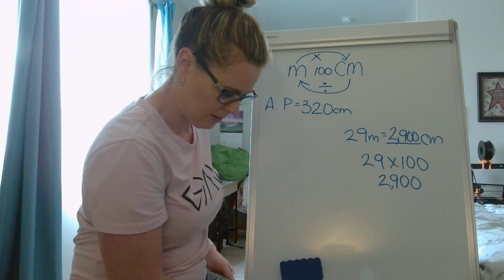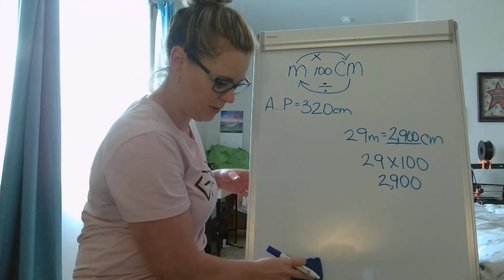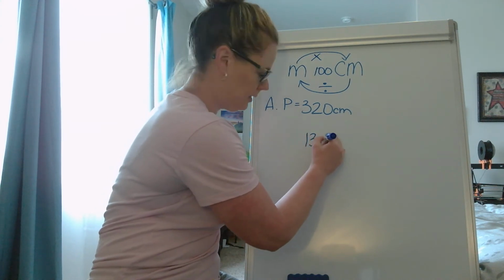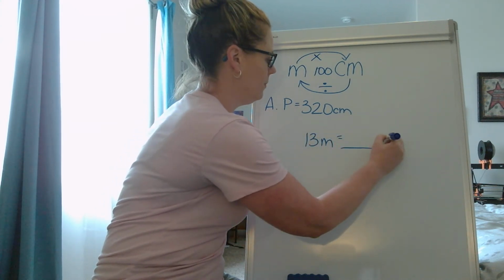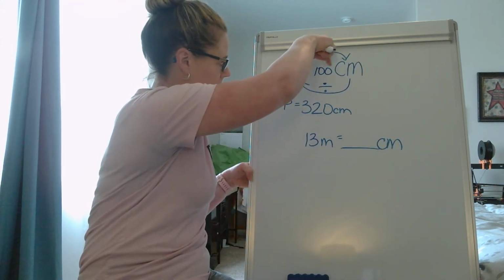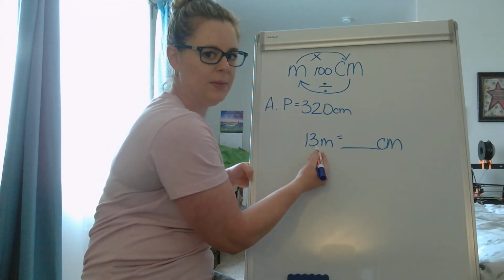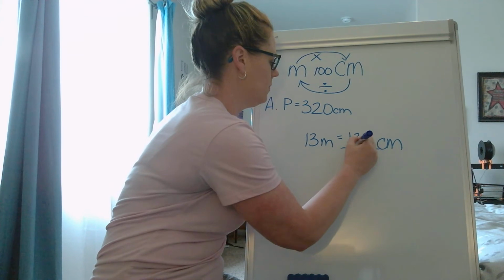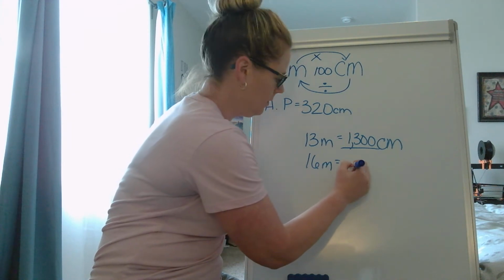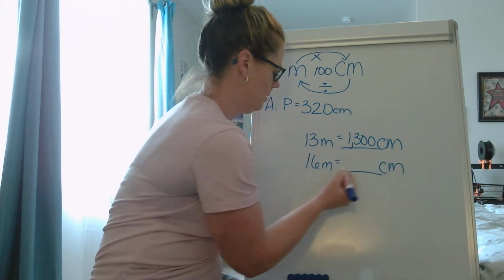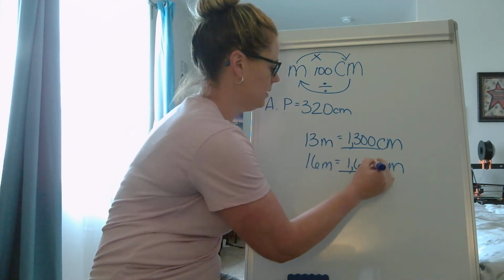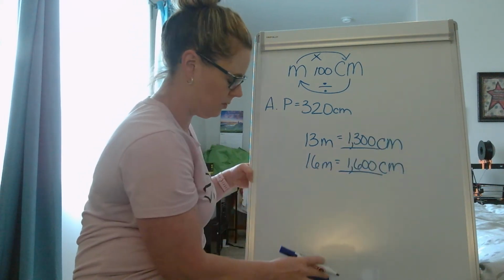Oh, sorry, I just did that completely wrong for you. They broke it up. So let's just quickly, 13 meters equals how many centimeters? So meters to centimeters multiplied by 100, you're just adding those 2 zeros to that. So 1,300, and 16 meters equals how many centimeters? Okay, you're adding 2 zeros to that, 1,600.